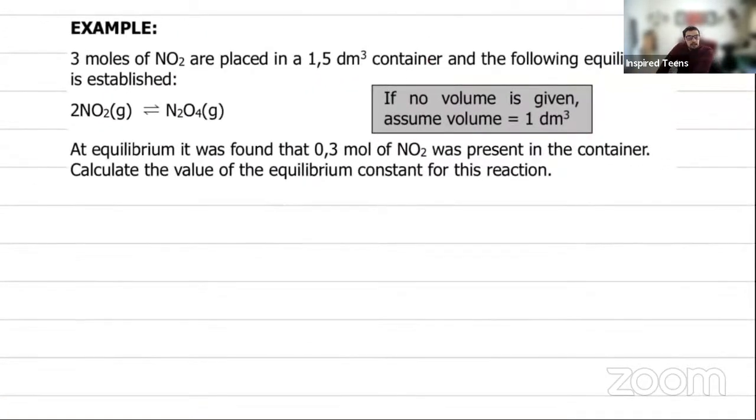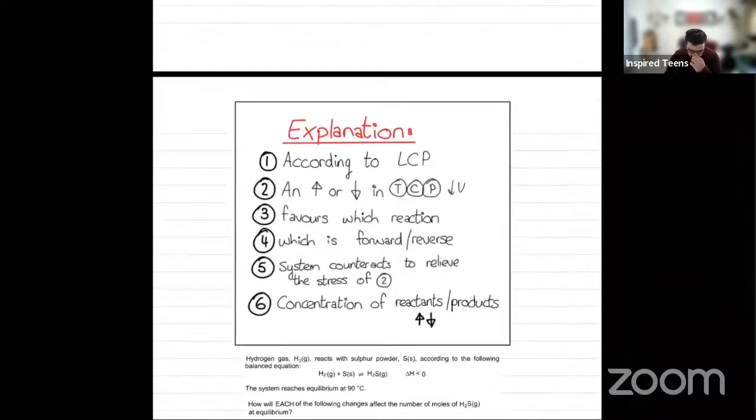So an example: 3 moles of NO2... Okay, let's not finish this example, because I just realized it requires us to do an ICE table. Let's not finish it because it will take quite a long time and I don't want to not do it properly. We'd rather take the time, so we're definitely going to have another lesson on this.